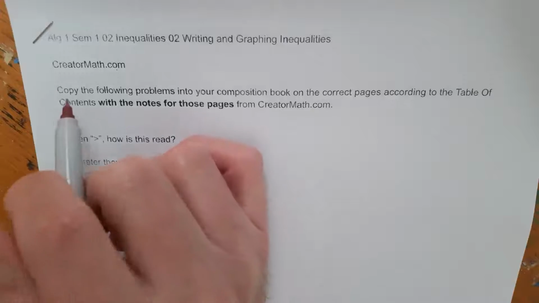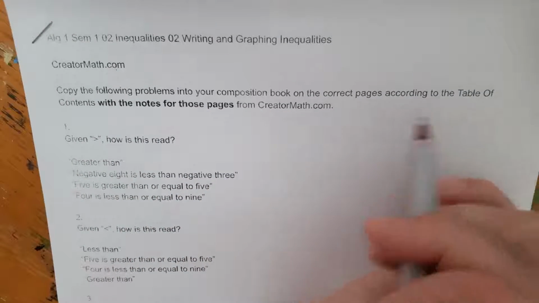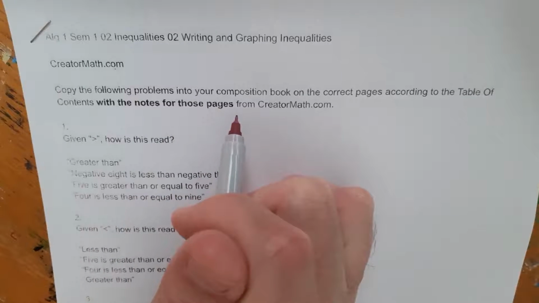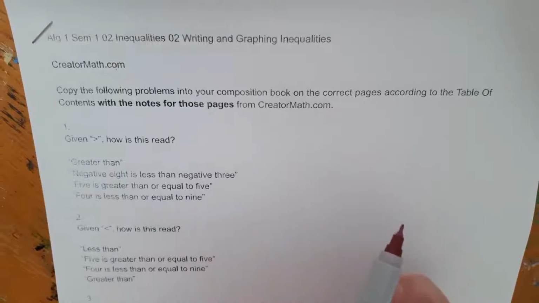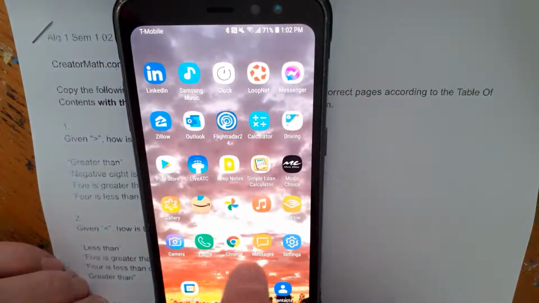creatormath.weebly.com to find it. The instructions are copy the following problems into your composition book on the correct pages according to the table of contents with the notes for those pages from creatormath.com. So to model that, I normally try to, because the notes are difficult to find, you guys. So let's see if I can manage this.